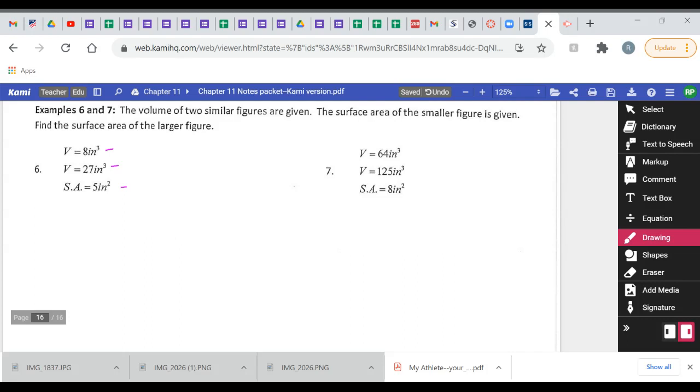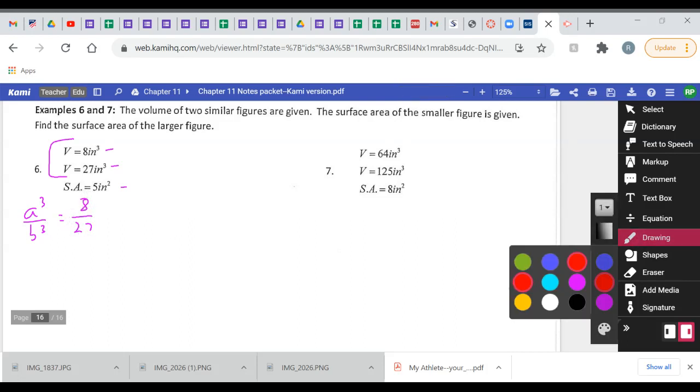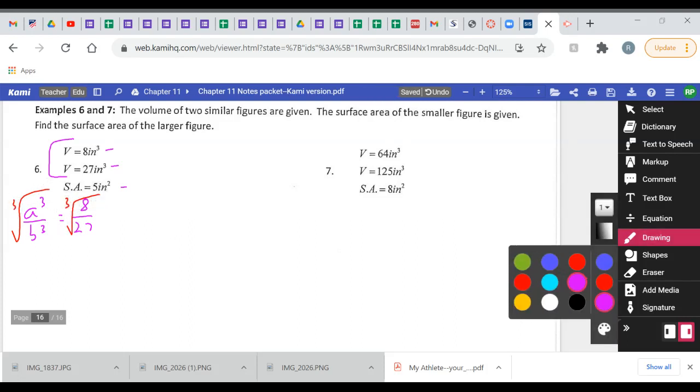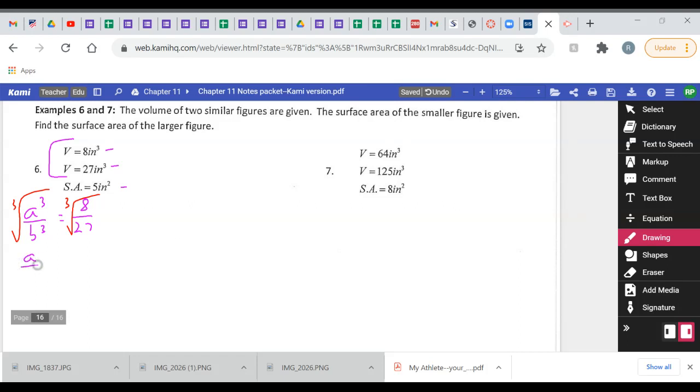So first of all, if I just deal with the volumes at first, I know that a cubed over b cubed, just like we were just doing, is equal to 8 over 27. So if I go and take, just like we were just doing, the cube root of both sides, then I end up with a over b is equal to the cube root of 8 is 2, cube root of 27 is 3.